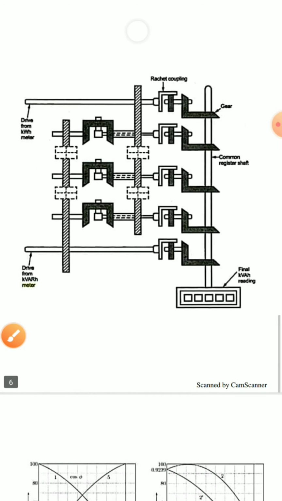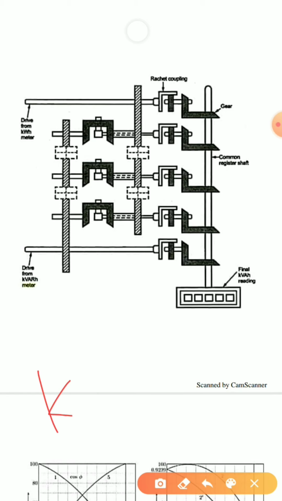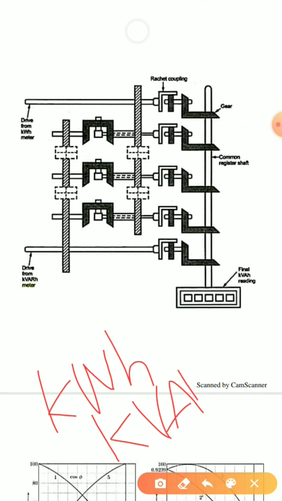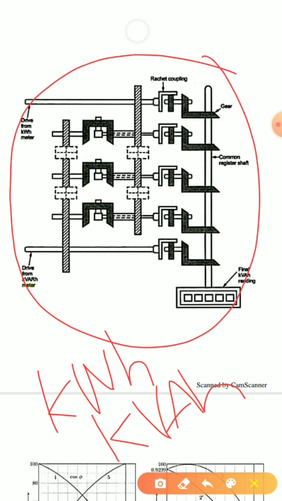Now what this trivector meter will have is a kilowatt hour meter, that is an energy meter, and it will have a reactive energy meter, that is kVARH. It will have these two types of meters, and these two meters are connected in such a manner that both their readings are summed. Now for example, we can see here a basic picture depicting a trivector meter.